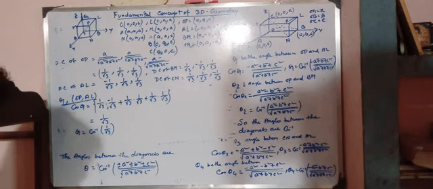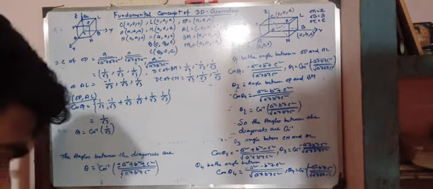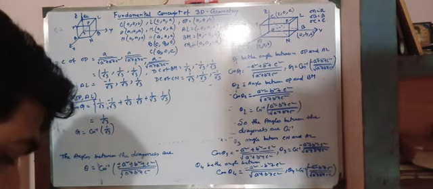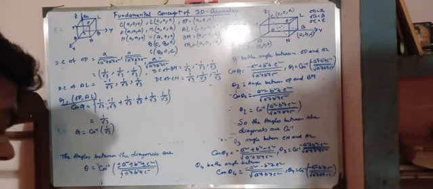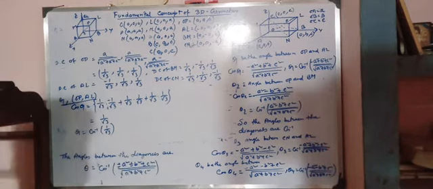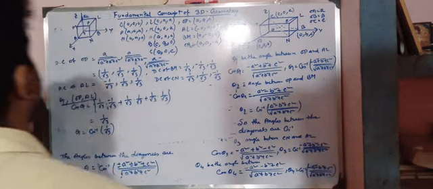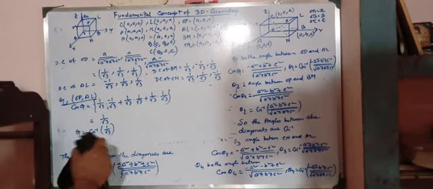Next, one more question is given here: a line makes angles alpha, beta, gamma, delta with the 4 diagonals of a cube. Then prove that... So hope it is understandable to you.